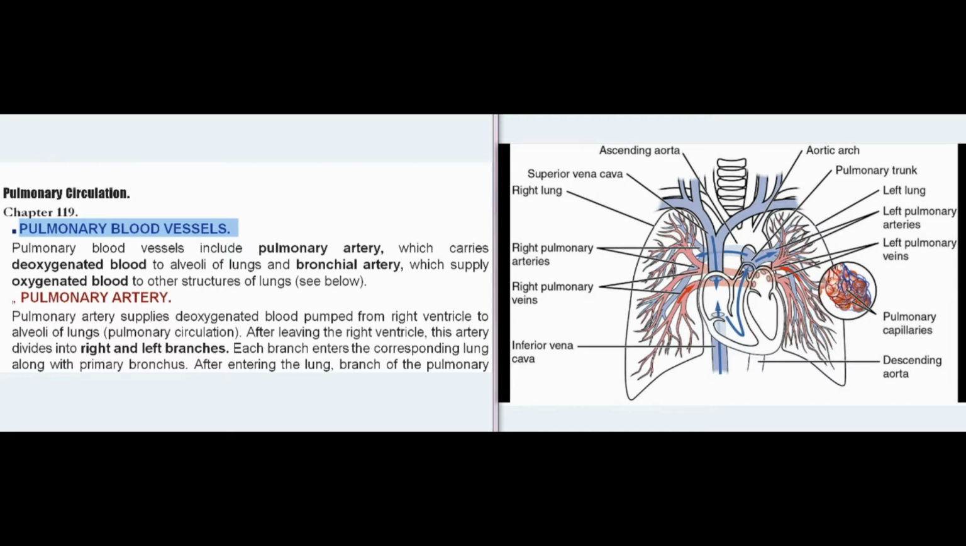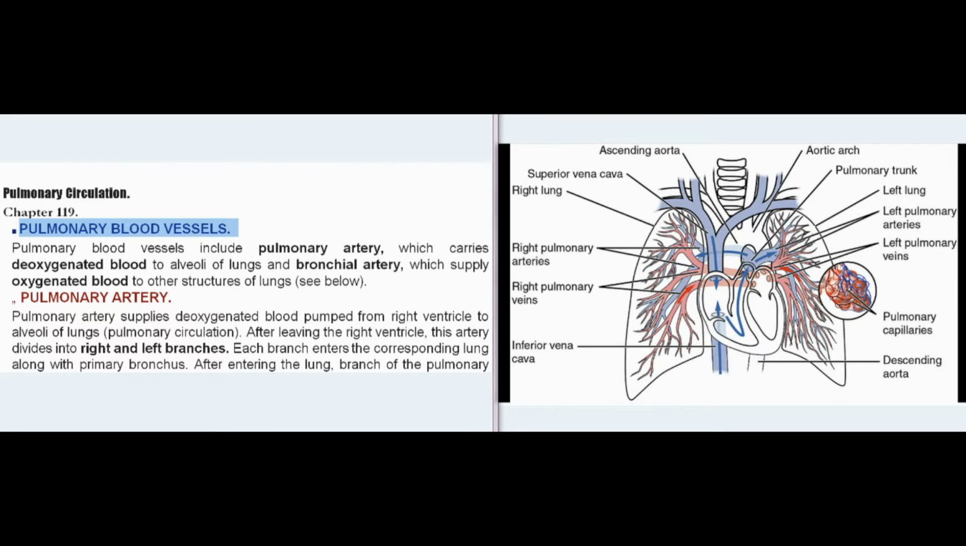Pulmonary artery. The pulmonary artery supplies deoxygenated blood pumped from the right ventricle to the alveoli of the lungs, the pulmonary circulation. After leaving the right ventricle, this artery divides into right and left branches. Each branch enters the corresponding lung along with the primary bronchus.